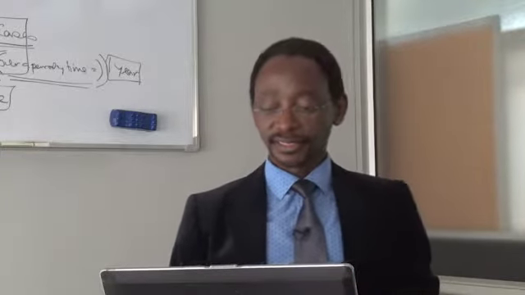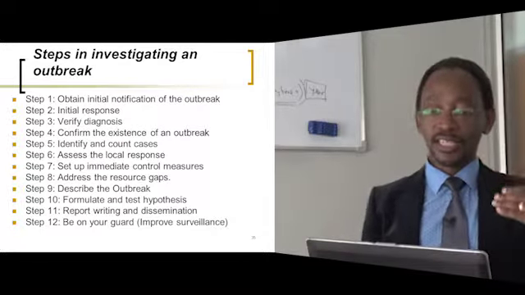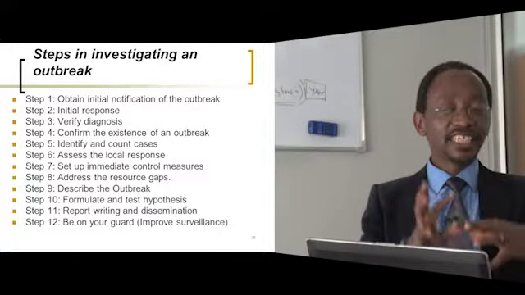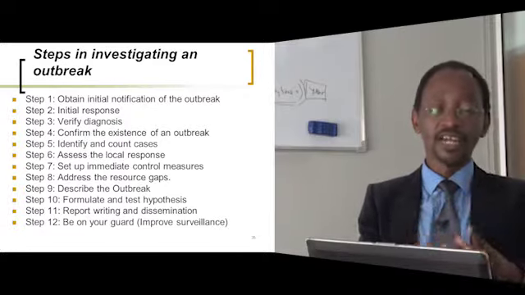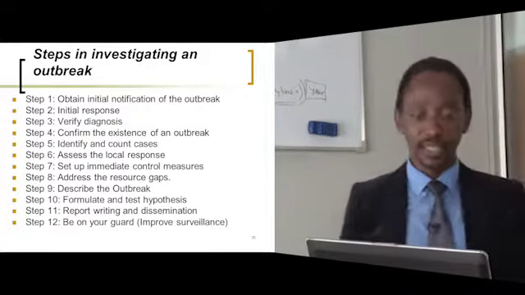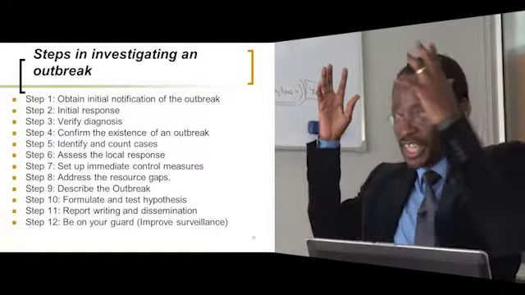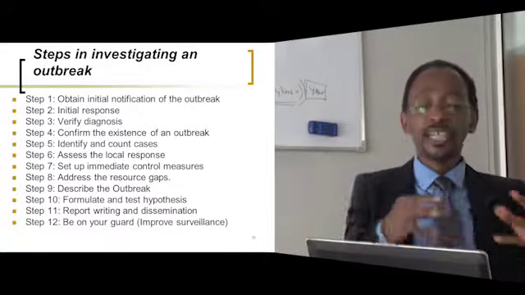We are going to talk about this in the last sub-session of this presentation. Now, there are about 12 steps. Although they look distinct, they are interrelated, and some of them cross over each other. You have to obtain initial notification of the outbreak. You have to initiate a response. Immediately you get the information, you have to respond very quickly.